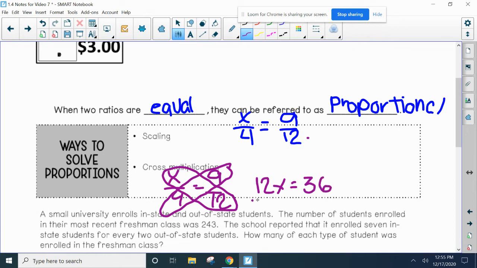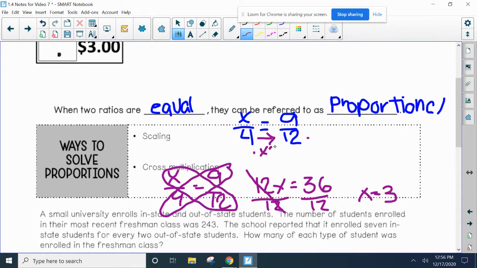We want x by itself. We're going to divide both sides by 12. This cancels, and x is 3. Well, that's solving by cross multiplication. What if I told you this is a proportion? This is equal to that. So what I want to know is 4 times what gave me 12?